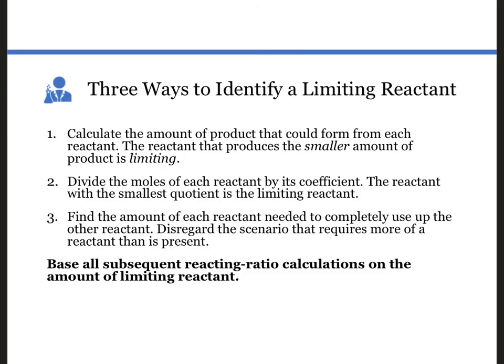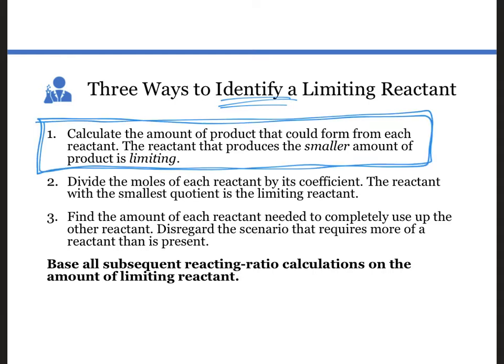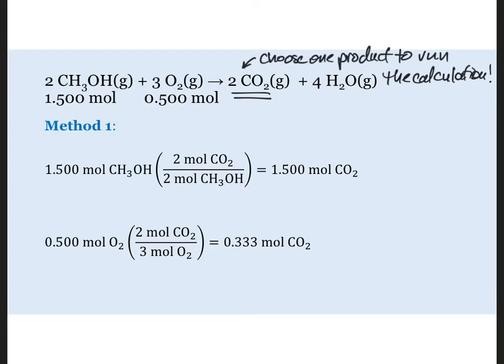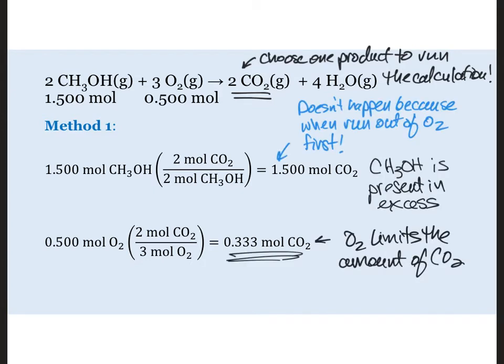Our first step in solving any stoichiometry problem with a limiting reactant depends on identification of the reactant that will limit the amount of product formed. My preferred method is to calculate the amount of product formed from each reactant. Whichever reactant produces the least amount of product is the limiting reactant. For example, given 1.5 moles of methanol and 0.5 moles of oxygen, which is the limiting reactant? If we calculate how much product each reactant can form while assuming the other is in excess, we quickly see that oxygen is the limiting reactant because the amount we're given only produces 0.333 moles of product.